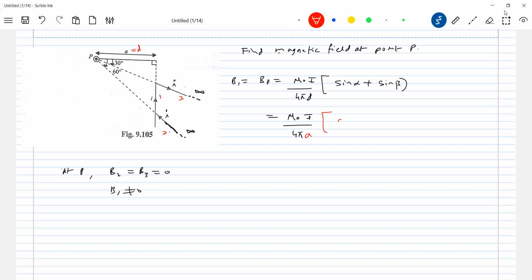Come to sine alpha. How are we measuring sine alpha, sine beta? Sine alpha is 60 degrees, no? Plus 60 or minus 60, what can we write? Plus 60. What about beta? Minus 30. No, not infinity. One end is at 60, the other will be at minus 30 degrees. So there should be mu naught I by 4 pi, root 3 by 2 minus 1 by 2.